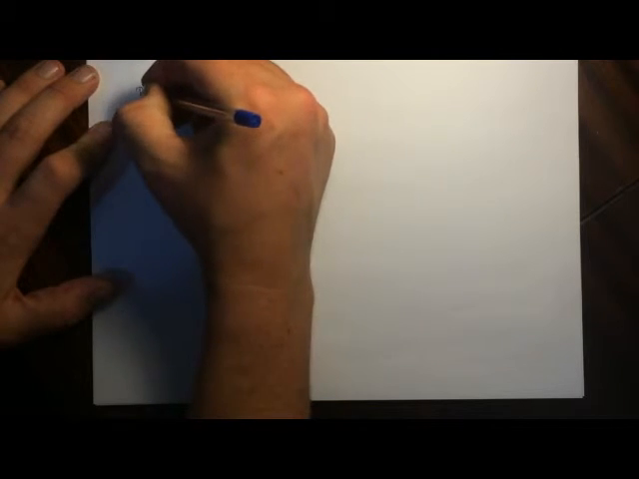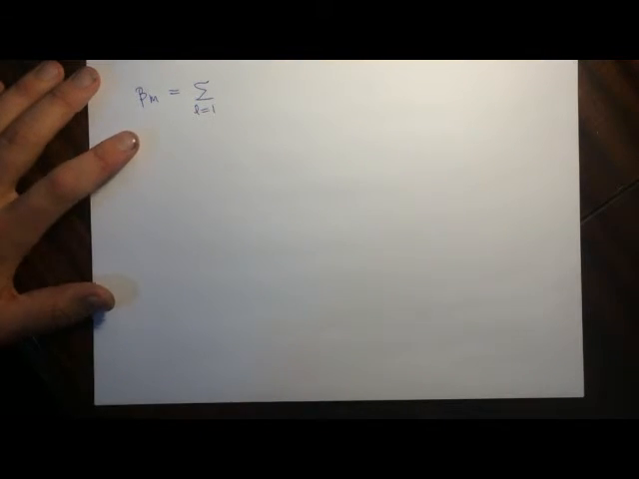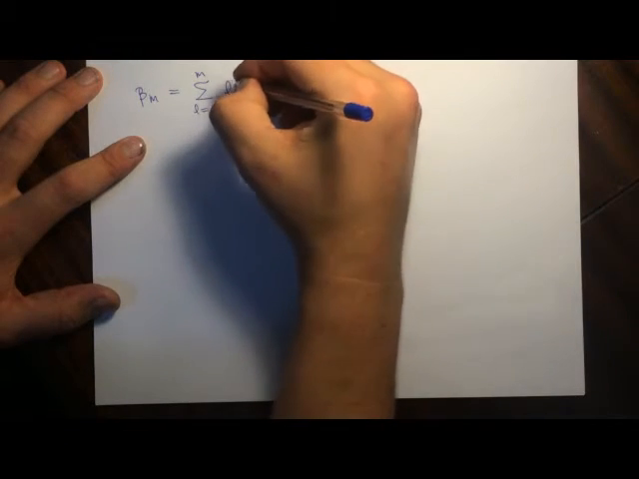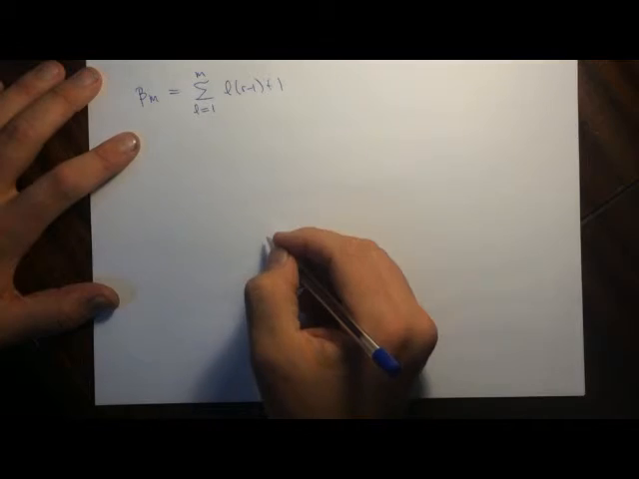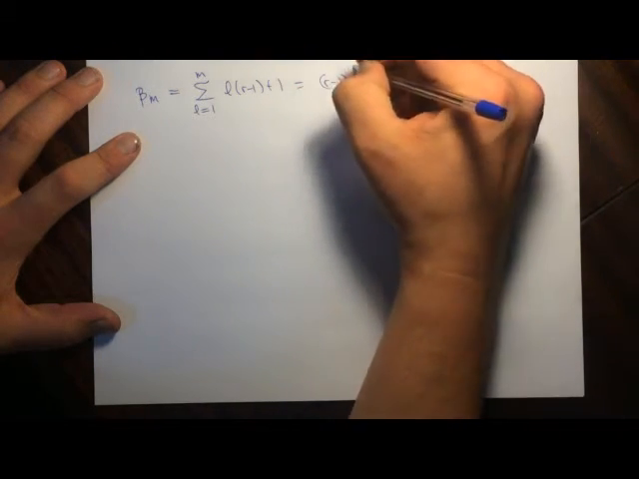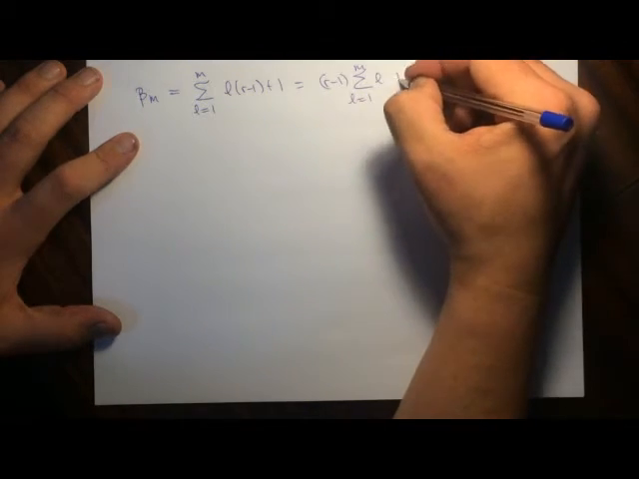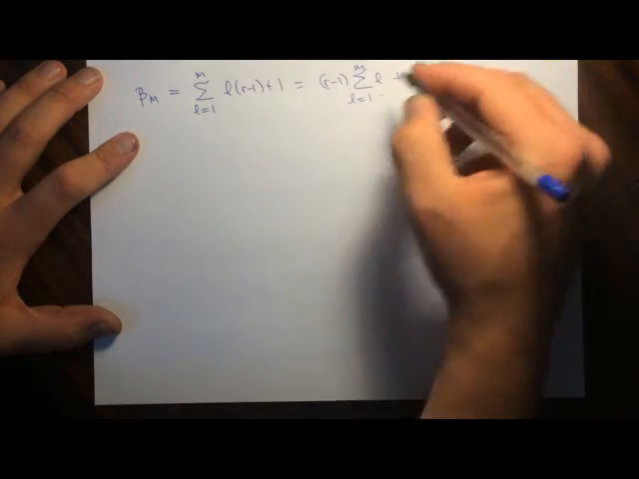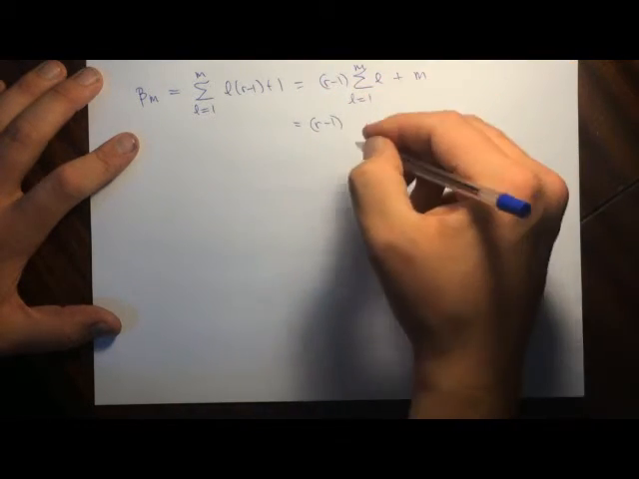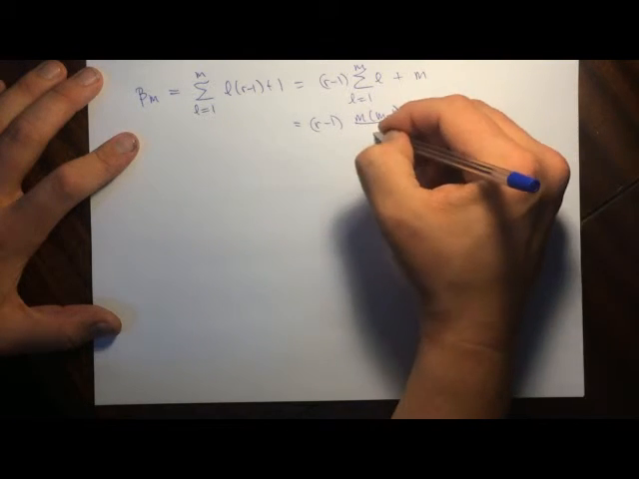So at m, this is the sum from L equals 1 up to m of L times (r minus 1) plus 1. This is equal to r minus 1 times the sum of L, plus m terms of 1. So this is r minus 1 times m times m minus 1 over 2, plus m.